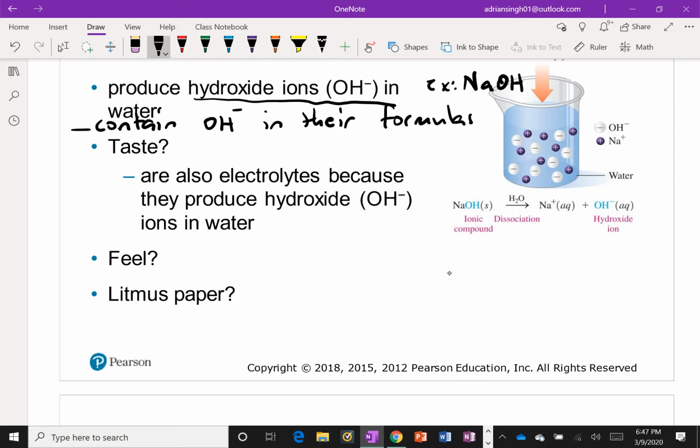Bases have tastes that are different than acids. So bases, in contrast to acids, acids we said taste sour, bases actually taste bitter. So B for base, B for bitter. And sometimes, depending on the type of base, they taste a little chalky.